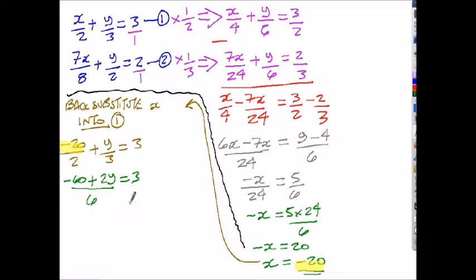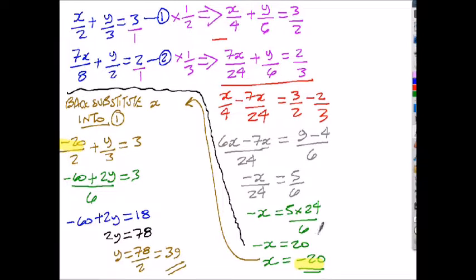equal to 3. If I multiply both sides by 6, I will now get negative 60 plus 2y is equal to 18. If I add 60 to both sides, 2y will equal 78. And then dividing both sides by 2, y will equal 78 divided by 2, which will equal 39. And there's a solution for the question given.